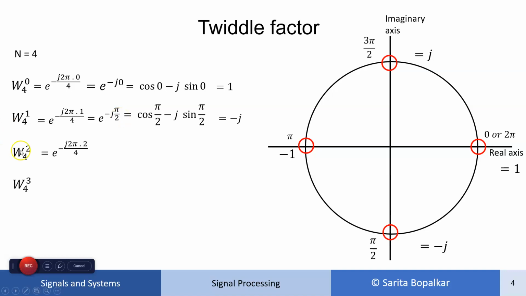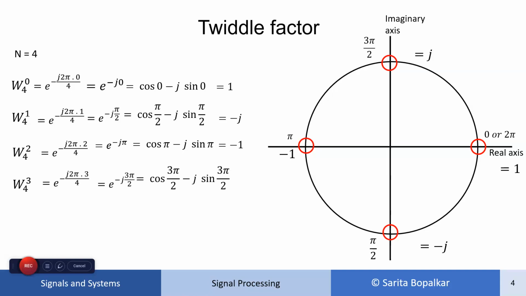Similarly, W42, this 2 into 2, 4, 4, 4 will get cancelled. It is e raised to minus j pi. So cos pi minus j sin pi, it is minus 1. Similarly, W43 is j. So you can check here: 1 at angle 0, pi by 2 minus j, then pi minus 1, 3 pi by 2 j.